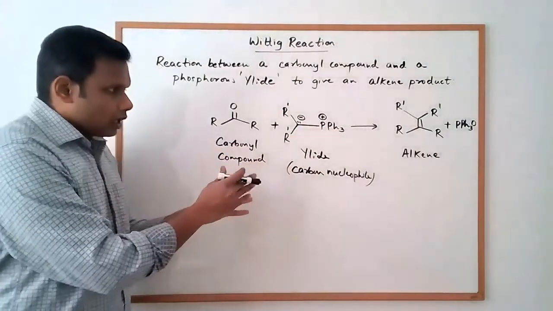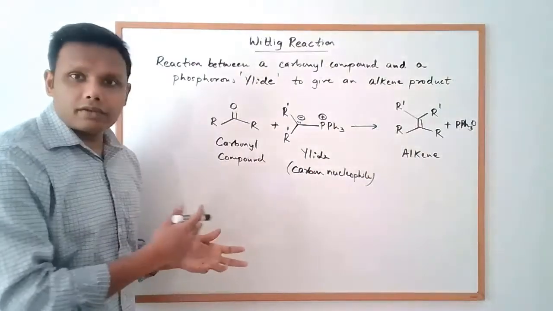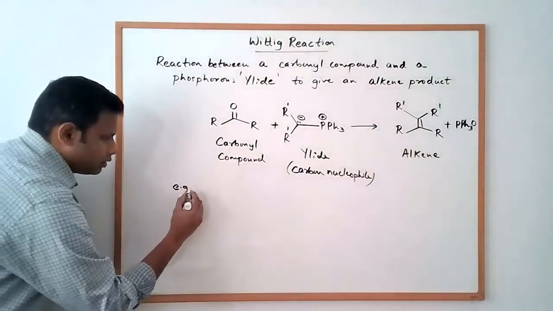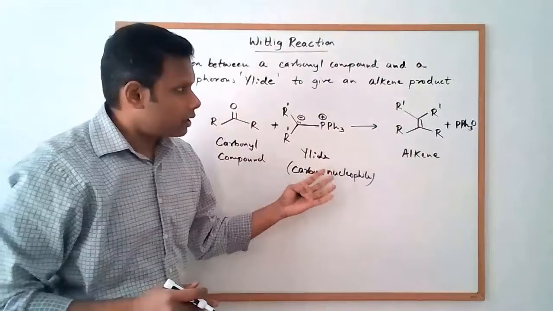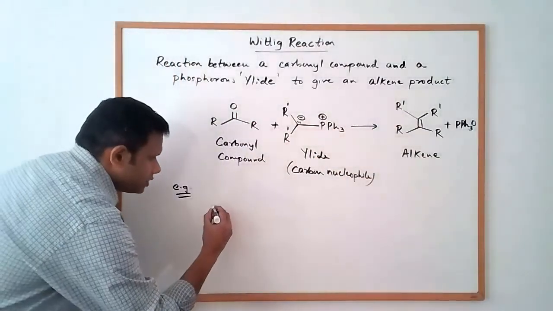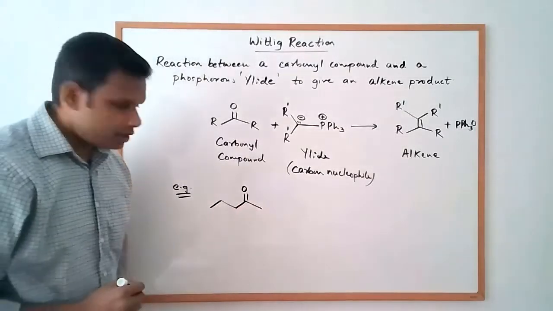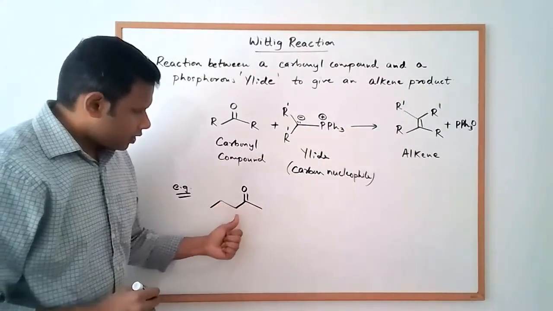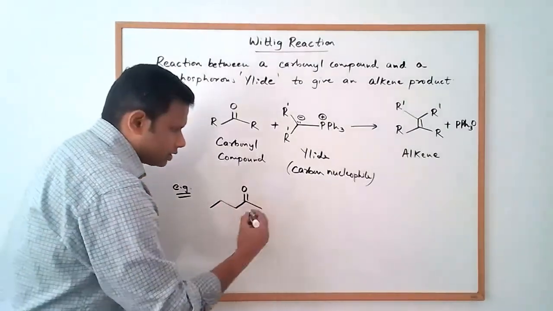And just to understand it a little bit more, before we go into the details, let's look at a few examples so that we can start visualizing what a carbonyl compound could look like, what a ylid could look like, and then what would be the resulting alkene. So let's say we start with a carbonyl compound like this, a ketone. 1, 2, 3, 4, 5 carbons. It's a 5-carbon ketone. Specifically, this is 2-pentanone.